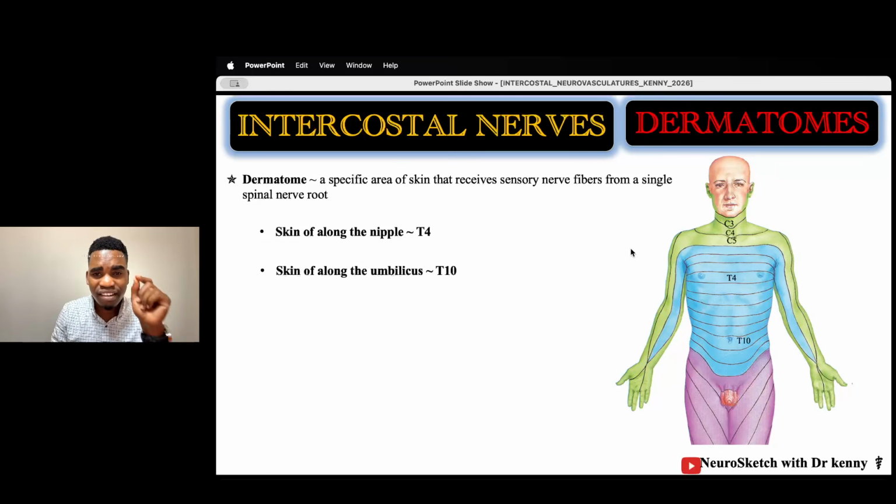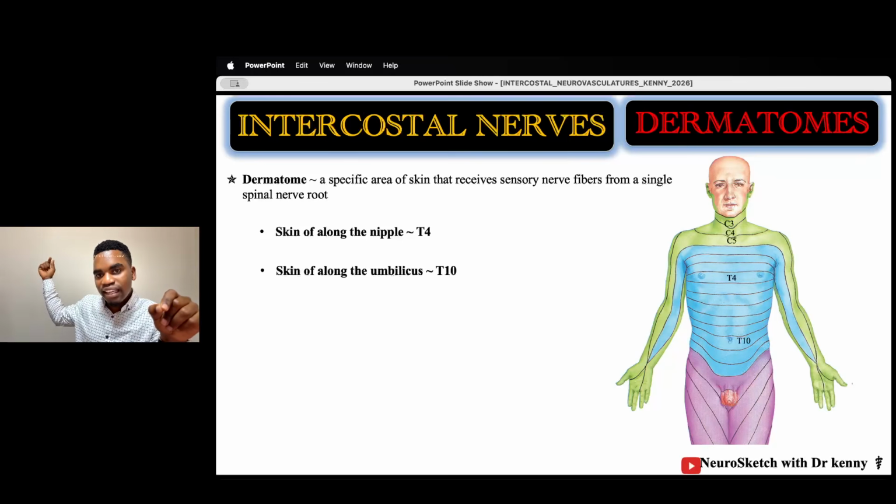We have something very important that I want to discuss with you. It's called dermatomes. You might have heard of dermatomes. A dermatome is a specific area of skin which receives specific sensory nerve fibers from a single spinal root. We have roots of the spinal nerve, anterior and posterior, and the posterior one, we said, is sensory in nature.